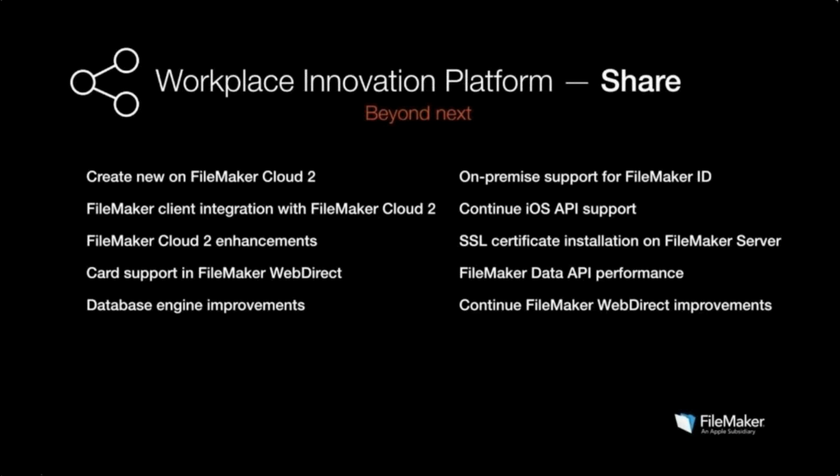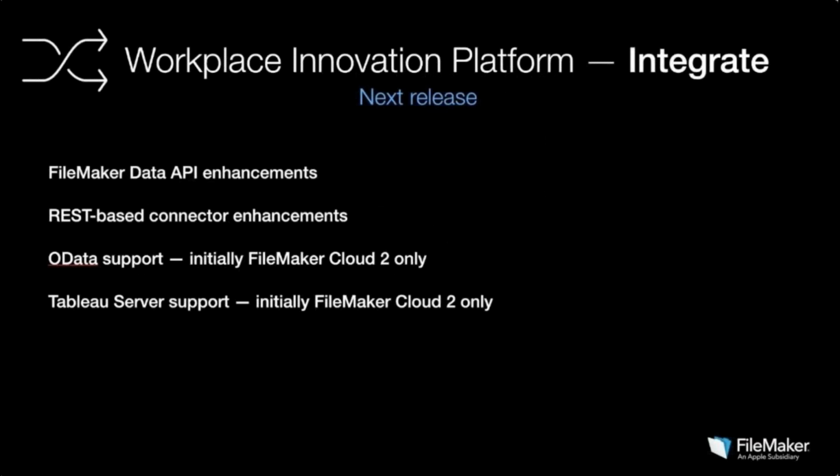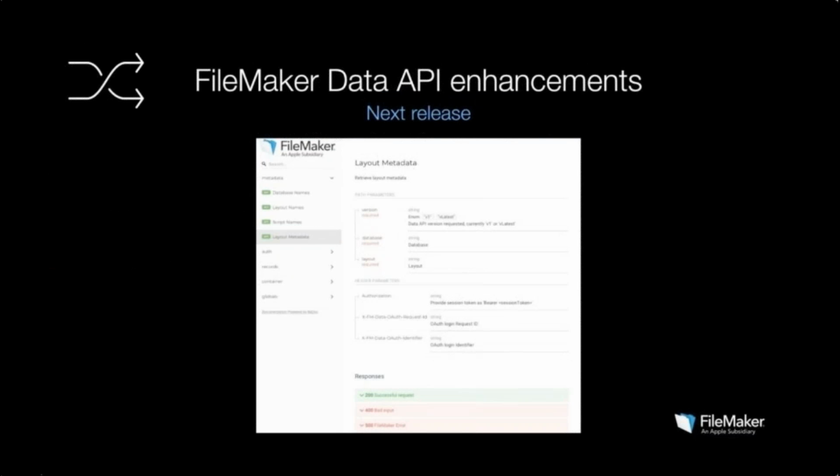And finally, let's move on to the last category of our roadmap, which is integrate. There's a number of things that we're working on for the next release, so I'll dive in there. We are continuing to build out and refine our data API. To achieve parity with our PHP and XML metadata support, including script names, layout names, and layout schemas, our data API will now support metadata in the next release. And with this, we essentially complete our work to achieve parity with our PHP and XML web publishing APIs.